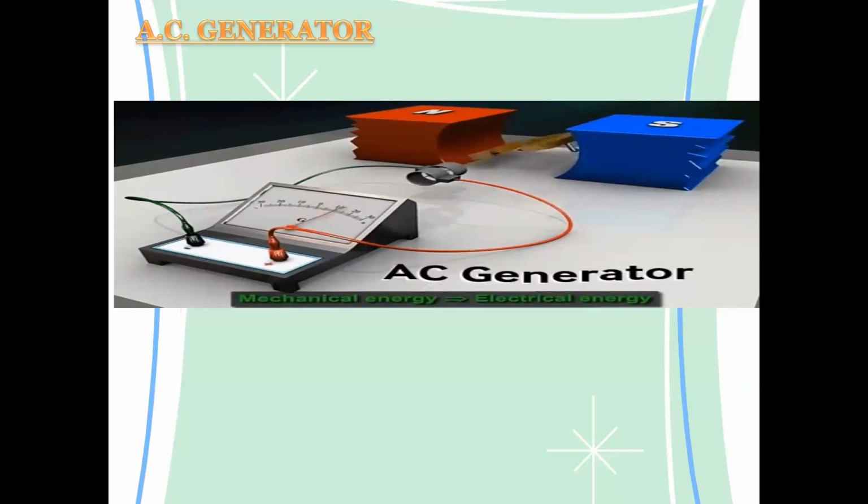In different power stations, we use different techniques to rotate the coil. For example, in a hydroelectric power station, we use moving water to rotate the coil. In coal, oil, or gas power stations, we convert the water into steam, and steam rotates the turbine which is connected to a coil. Rotating the coil produces electricity. Same thing in a nuclear power station: nuclear energy is converted first into heat energy, which boils the water, converts it into steam, and rotates the turbine to produce electricity.